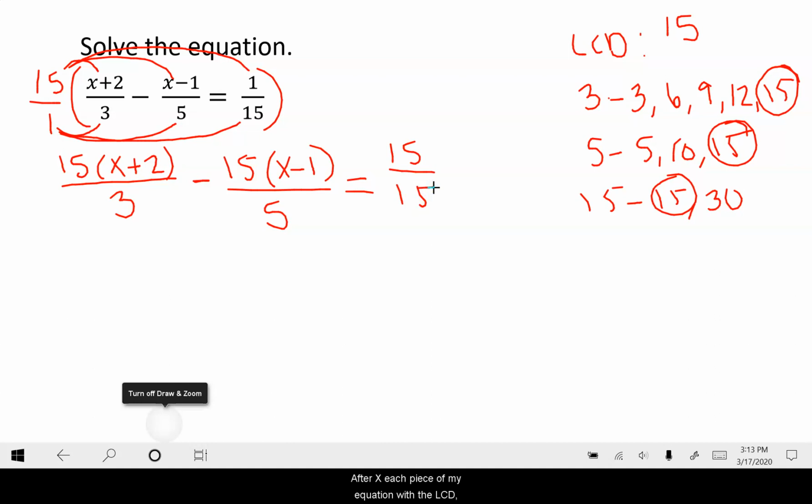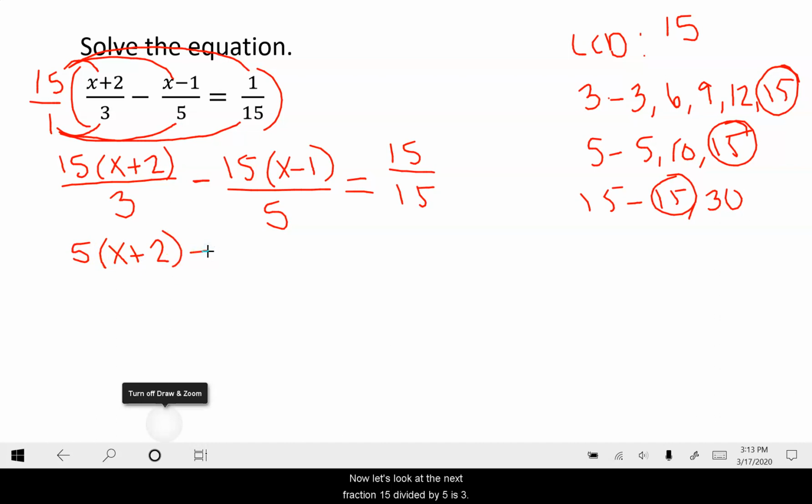After I multiply each piece of my equation with the LCD, I go through and take each fraction and simplify it. So I'm first going to look at the left fraction. Now I cannot touch what's inside of the parentheses, but on the outside of the parentheses, that is a fraction. 15 divided by 3 is 5. And I'm going to bring down my x plus 2.